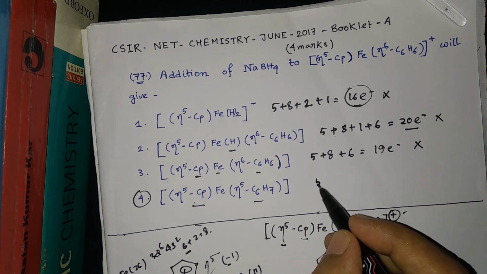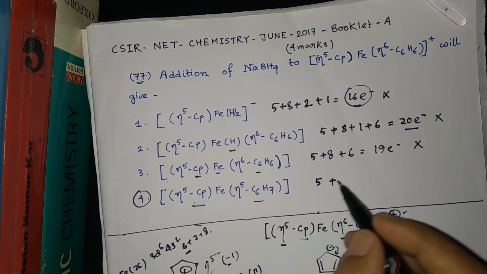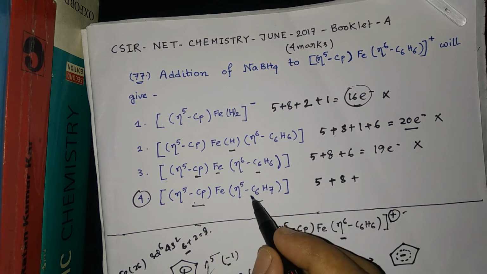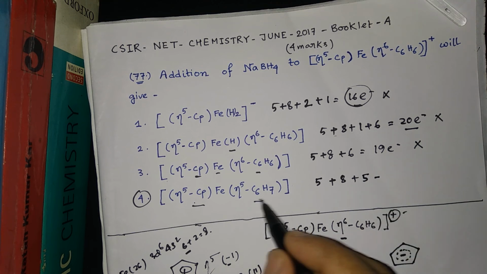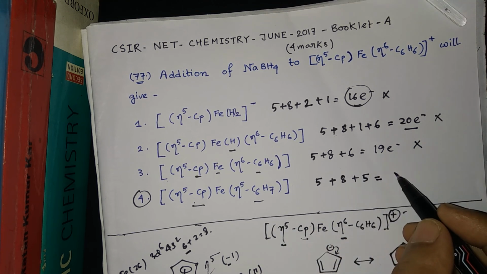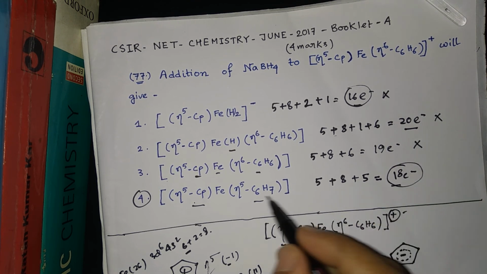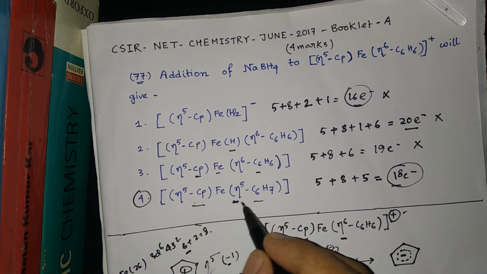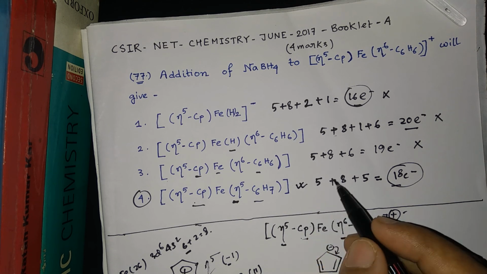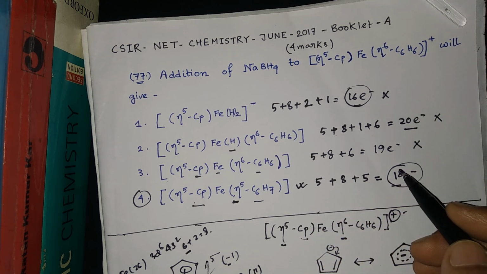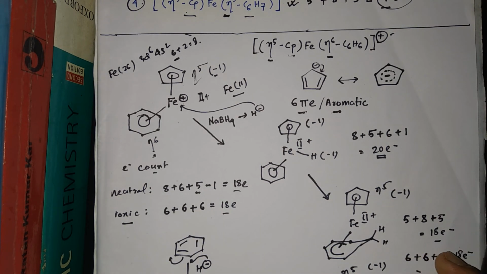And in this case, the 5 electrons will be contributed from the Cp ring, iron will give 8 electrons, and here also 5 electrons will come from the C6H7 ring. So therefore it will be an 18 electron system. So guys, in this way also we can understand that this is the only 18 electron complex, and hence this is the correct answer. But this way is the shortcut method, and is not always correct. So always we have to go for a detailed mechanism of the reaction.